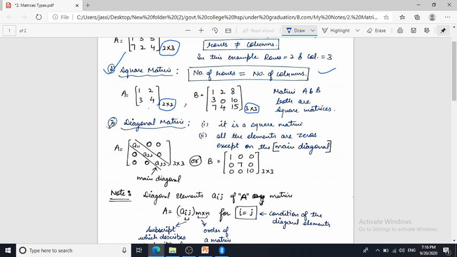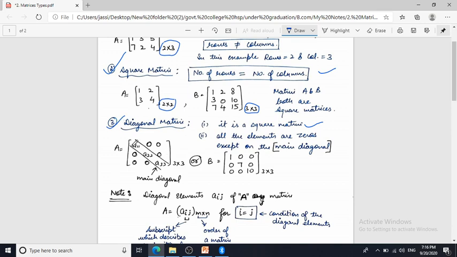Next is diagonal matrix. What is a diagonal matrix? There are 2 conditions for a matrix to be a diagonal matrix. The first condition is that it should be a square matrix. The number of rows should be equal to the number of columns. And the second condition is that all elements are zeros except on the main diagonal. Means the main diagonal elements are non-zero and all the other elements are zero. That is called a diagonal matrix.